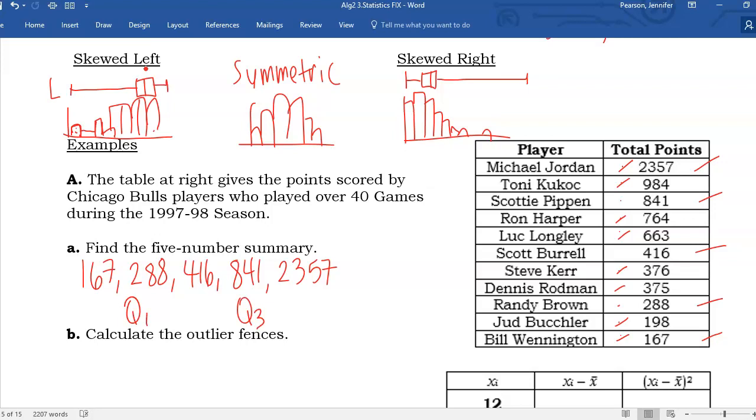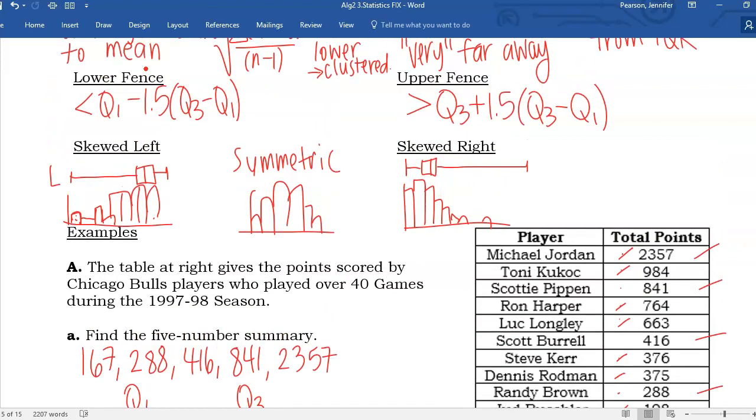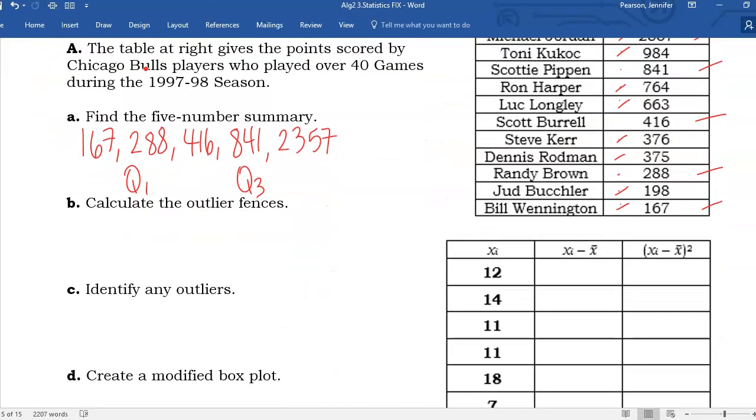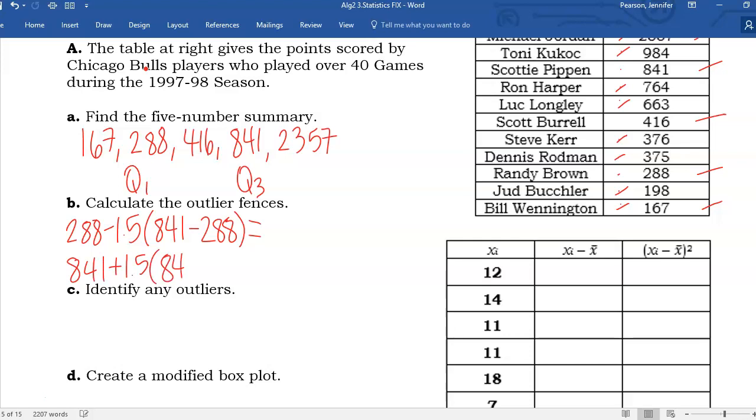Example B says calculate the outlier fences. I'm going to label my lower and my upper quartiles because those are the two numbers that we're going to need to go into our fence formulas right here. I got them in my brain though, so I'm going to put them off the screen. The lower fence would be our lower quartile minus 1.5 times the interquartile range. And our upper fence would be our upper quartile plus 1.5 interquartile ranges.